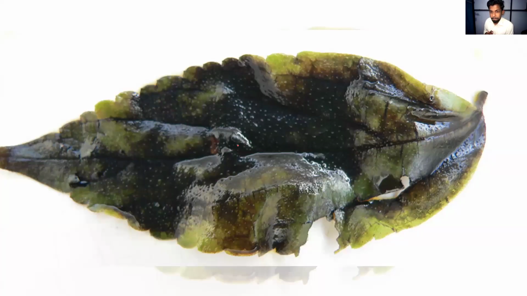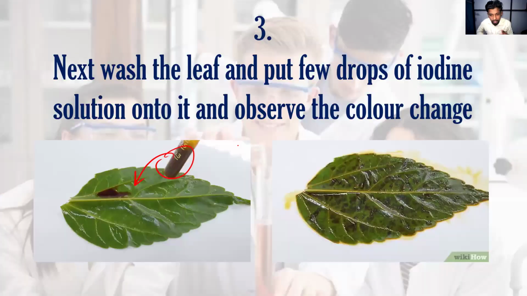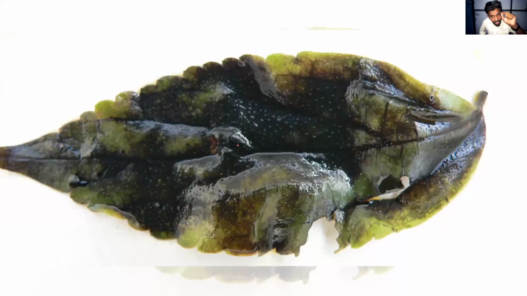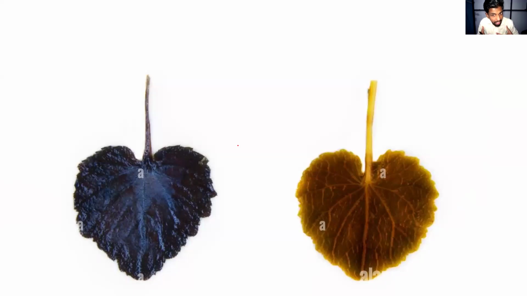Because in the leaf we have the starch. Same as the bread. Bread has starch. So when I add the iodine to the bread, it shows the color change, right? Earlier in this step. Same like that. Now when I add the iodine to the leaf, the iodine shows the color change because in the leaf we have the starch. So that is the aim of our practical: to prove that the leaf has starch, or that starch has been produced in the leaf.